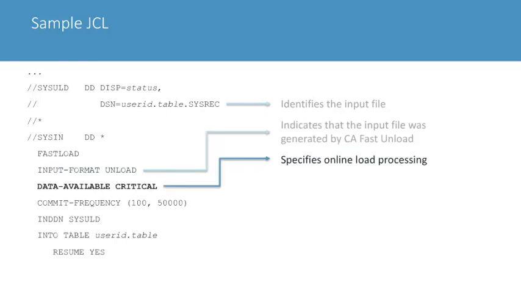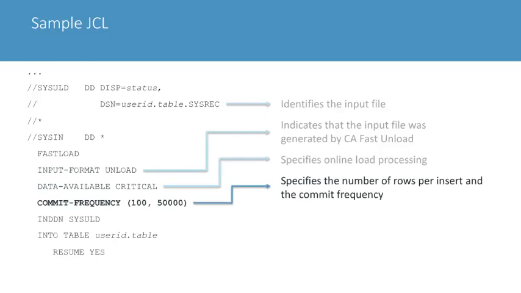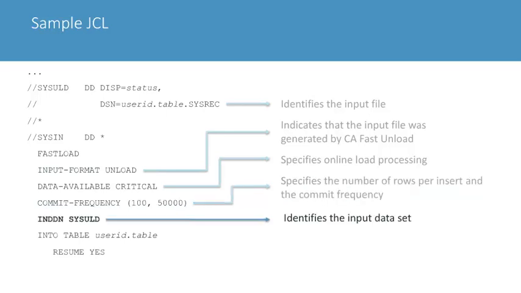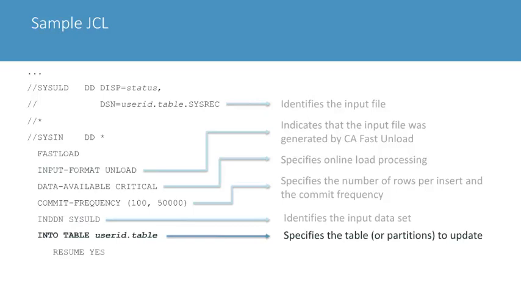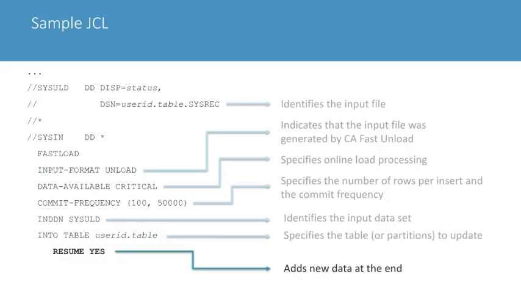DATA AVAILABLE CRITICAL specifies to use online load processing. COMMIT FREQUENCY specifies how many rows to insert at a time and how often to issue a commit. In this example, CA Fast Load will insert 100 rows at a time and will issue a commit after every 50,000 rows. INDDN SYSUT1 identifies the input dataset. Notice that it specifies SYSUT1 to point back to the DD statement for the input file. INTO TABLE identifies the table to update. If the table is partitioned, you can specify which partitions to update. RESUME YES indicates that we are adding the data to the end of the table or partition.